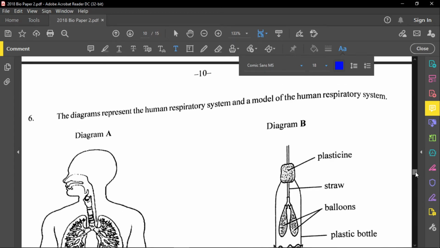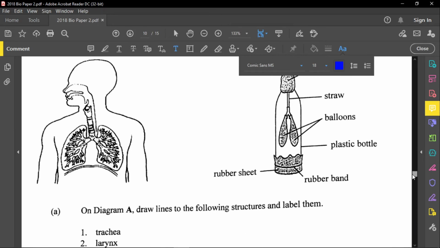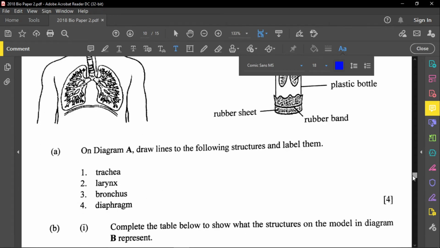All right, so next question here, question number 6. Question number 6 says, the diagrams represent the human respiratory system and a model of the human respiratory system. So diagram A is the system, diagram B is the model. Let's see exactly what they're asking. It says, on the diagram, draw lines to the following structures and label them. So we're looking at the trachea, the larynx, the bronchus, and the diaphragm.